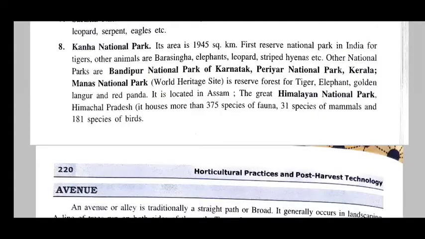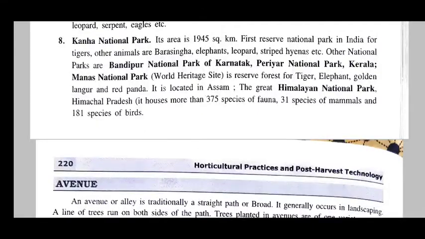Kanha National Park was the first reserve national park in India for the tiger, and animals such as barasingha, elephants, leopards and striped hyena are seen. And Bandipur National Park of Karnataka and Periyar National Park of Kerala are famous, Periyar for peacock, and Bandipur also for tigers.